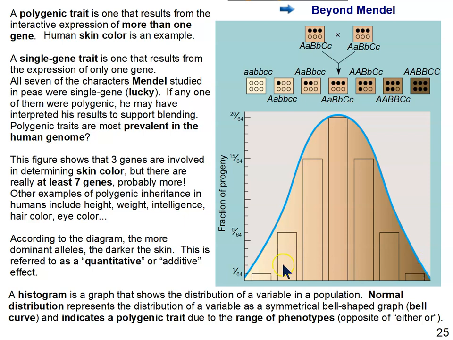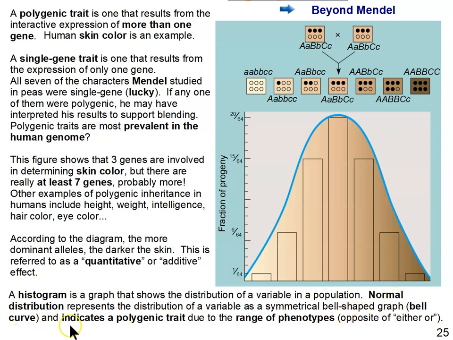And it's not complete, it's just an example, because again, there's really more variation than what's being shown here, because we're only looking at 3 genes here as an example, but there are actually over 7. But this is referred to as normal distribution. Whenever you see a bell-shaped curve like this, that's referred to as normal distribution.